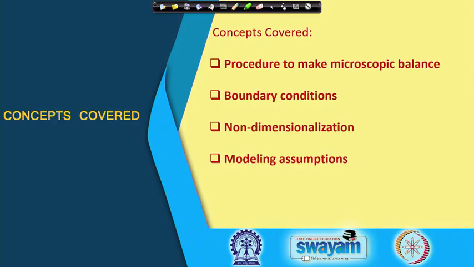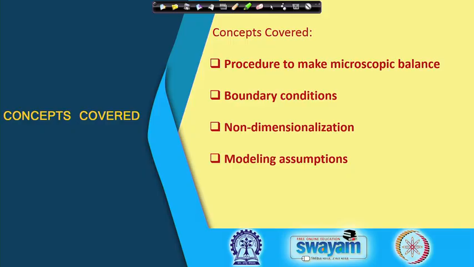Then comes the non-dimensionalization. This particular thing pertains to the solution of the microscopic balance equations. Why do we need to non-dimensionalize them? So that we can make the solutions more general, and at times we make the solutions easier to handle. So, we need this particular step.